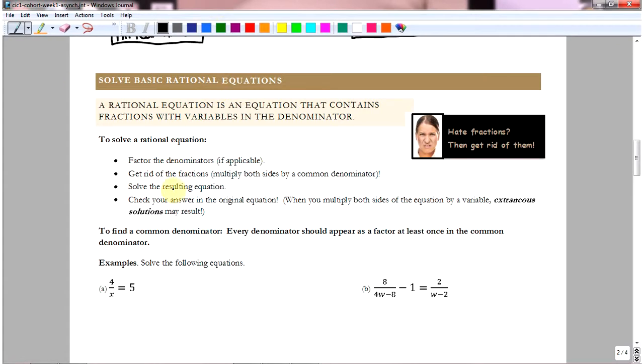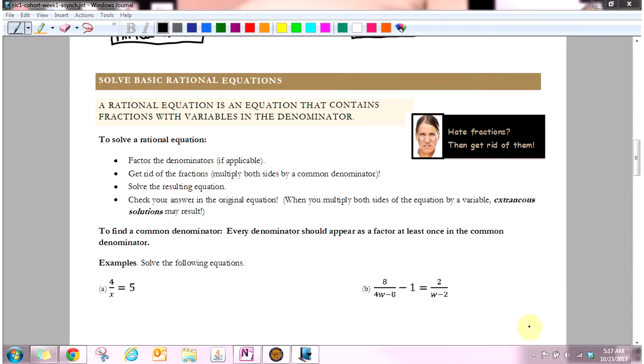So these are our steps to solving a rational equation. First, we want to factor the denominator, if applicable. Secondly, we want to get rid of the fractions. So we're going to do that by multiplying both sides by a common denominator. So as I mentioned before, the least common denominator is preferable, but if you have trouble figuring out what the least common denominator is, you can always get a common denominator by multiplying every denominator that appears together. Okay, and I'll mention that again in just a moment.